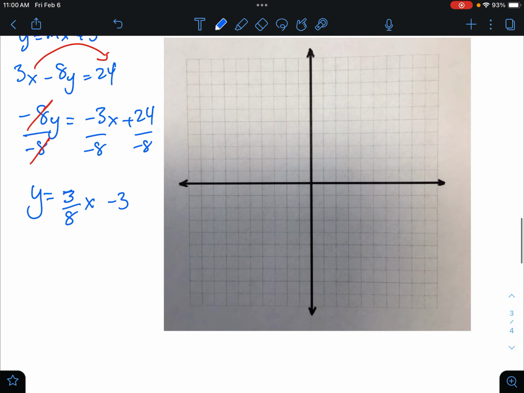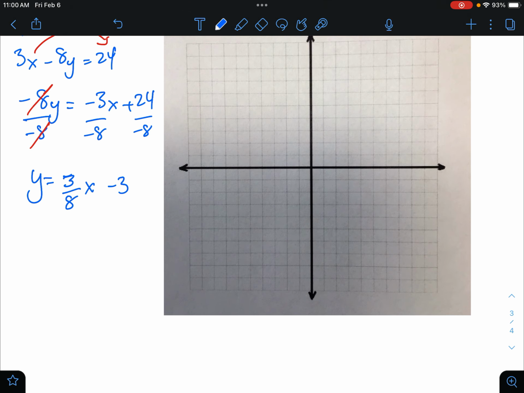Okay, so even though we still have a fraction for our slope, it's still going to work out nicely. Our slope, m, is going to be 3 over 8. This is rise. And this is run. And our y-intercept is going to be negative 3. So let's start by drawing in the y-intercept. So go down to negative 3, draw your point in right there. So that's the point 0, negative 3.